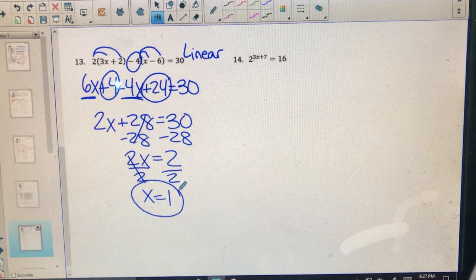All right, take about a second to look at number 14 and figure out if it's linear, quadratic, or exponential. Hopefully you said exponential because there's an x in the exponent. So this one is exponential.